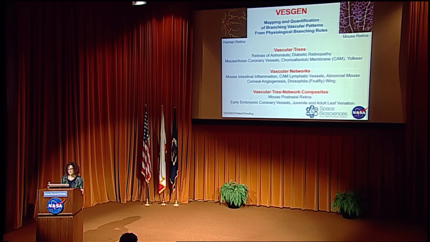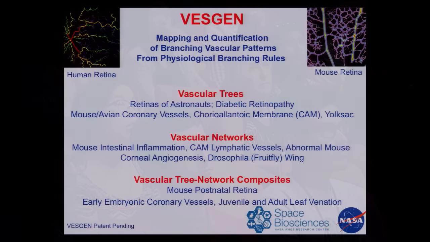The three fundamental types of vascular geometry listed here include trees, as illustrated by our VestGen map of the human retina, vascular networks, illustrated by the mouse retina, and then tree network composites, of which this really is an example. I've again listed here the various applications we have tested and published, and just to say that the ubiquity of the fractal branching phenomenon has been quite an interesting story that I wouldn't have predicted.